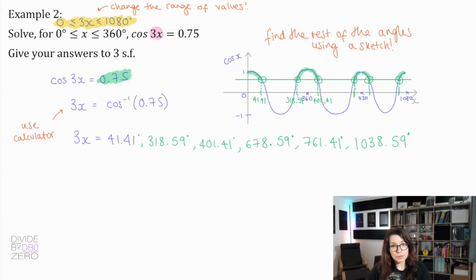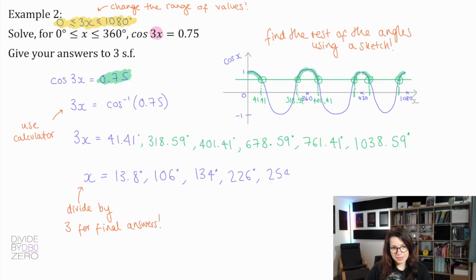However, these are the answers for 3x. We actually want the answers for x in the end. So to get those, we're just going to divide by 3. When we do that, we get this. And that's it. Notice that all of the final x answers are between 0 and 360, which is good.